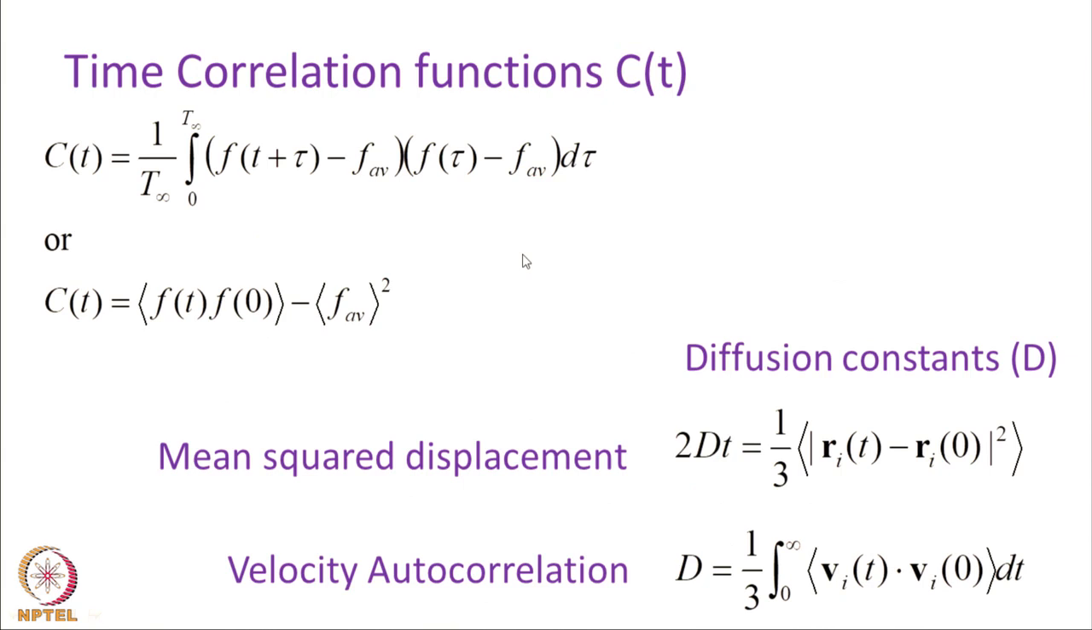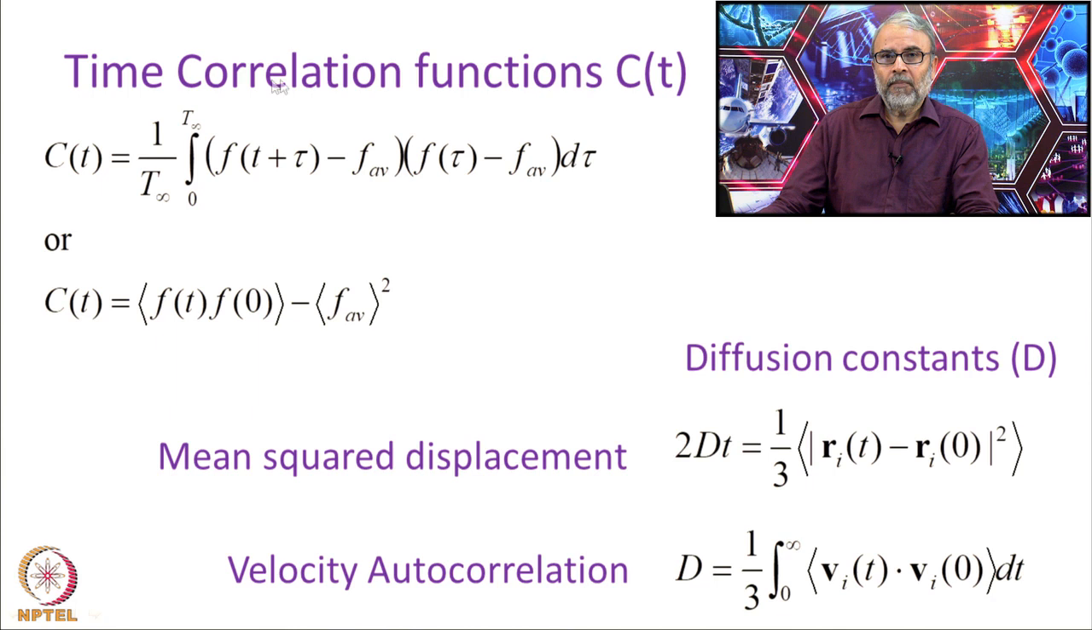So, next we want to go to a second physical quantity, which is called a time correlation function. What is the physical meaning of a time correlation function? Suppose I have a function f which depends on time. So, f at a given time will be different from f at a later time. This is f of tau, the value of the function at time t equal to tau. This is the value of the function at t plus tau. So, between the first value and the second value there is always a gap of t.